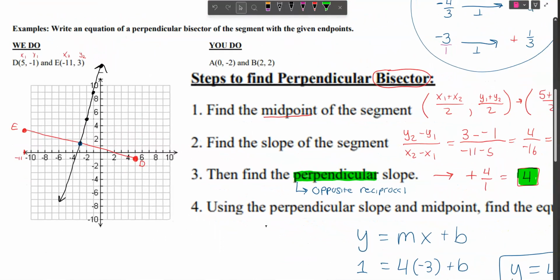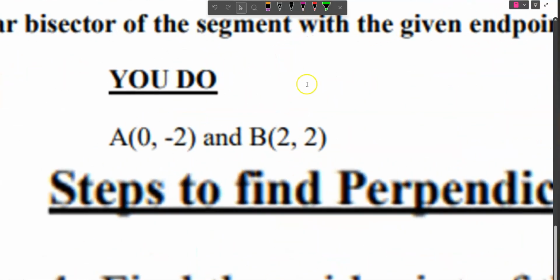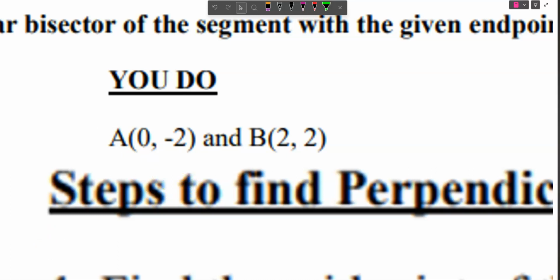So it is now your time. You have a second problem, which you do not see on here, involving points 0, -2, and 2, 2. What I would like you to do is plot the points and see if you can find the perpendicular bisector. We will then go through it together in a second. So go ahead and pause the video and try that out.